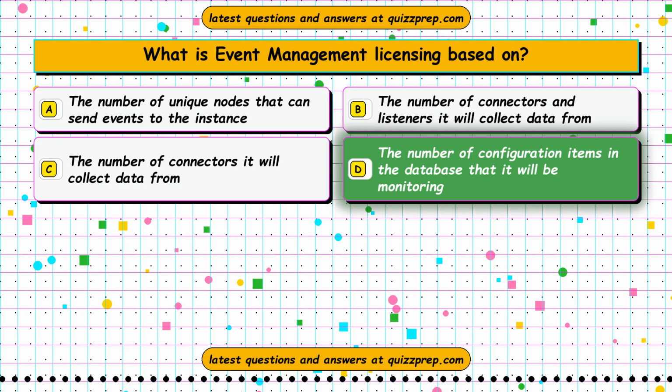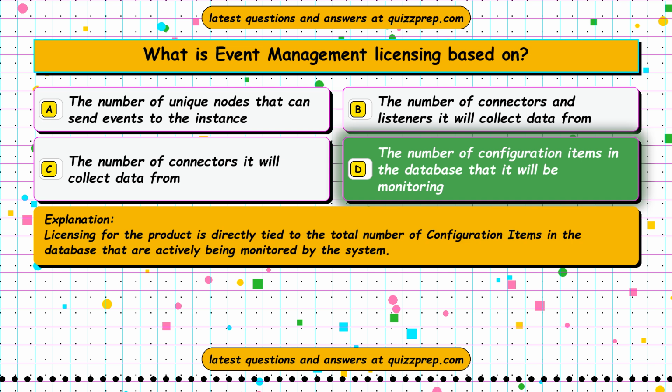The correct answer is option D. The number of configuration items in the database that it will be monitoring. Licensing for the product is directly tied to the total number of configuration items in the database that are actively being monitored by the system.